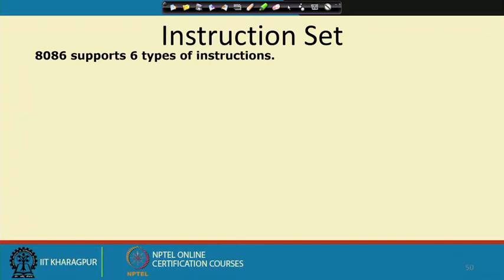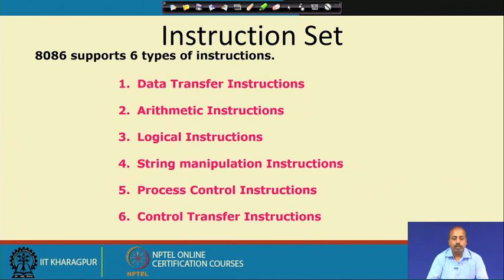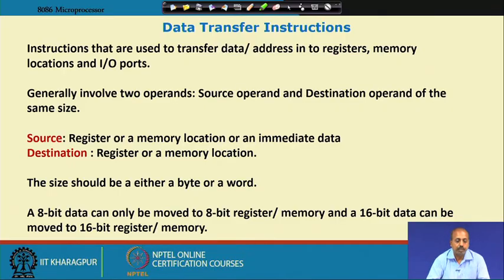Next, we will be looking into the instruction set. There are 6 types of instructions supported in 8086: data transfer instruction, arithmetic instruction, logical instruction, string manipulation, process control, and control transfer. So, data transfer instructions are the instructions that are used to transfer data or address into registers, memory locations, and IO ports.